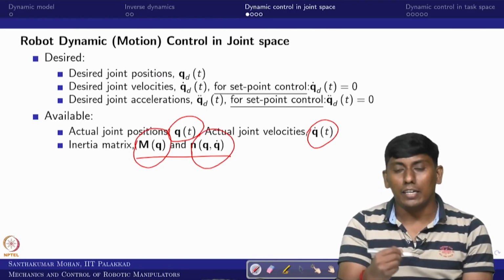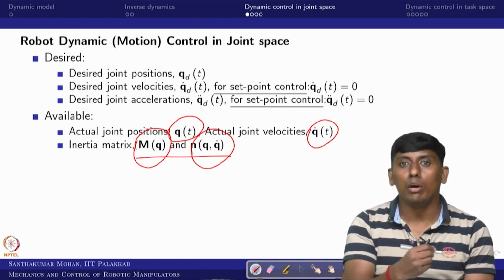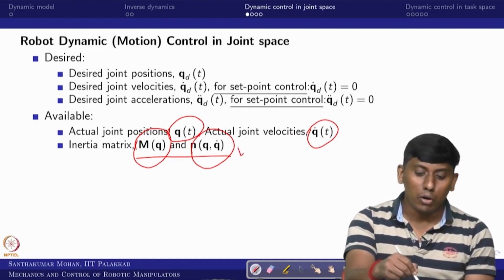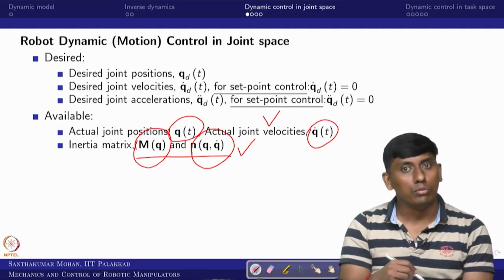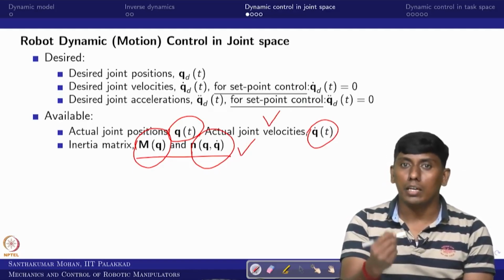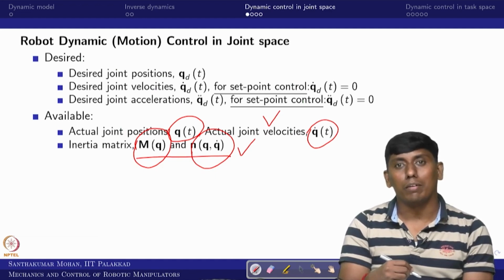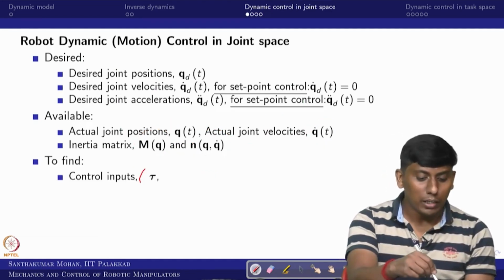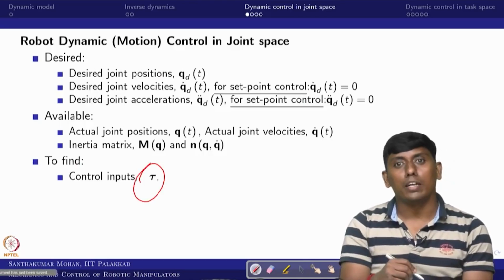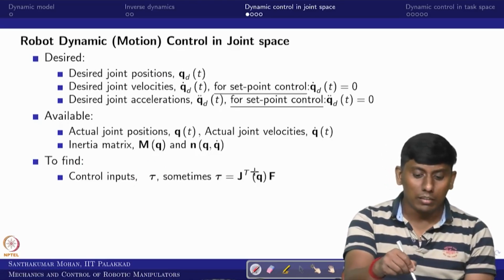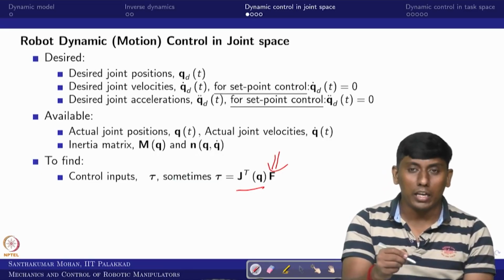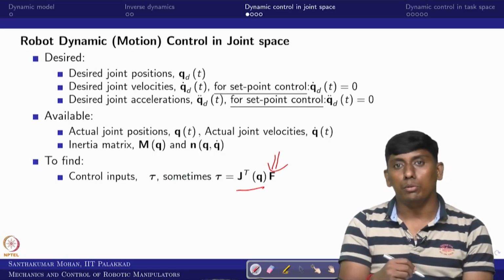In the sense I already said, we usually do a fused based control: model based combined with the reactive paradigm. Model based along with the feedback, so that would be feed forward plus feedback control. That is one of the controls we are going to see in upcoming slides. What we are trying to find is tau. For example, if we do it in task space, then the task space force would be f, so tau equals J transpose of q times f. That also we can try to do.